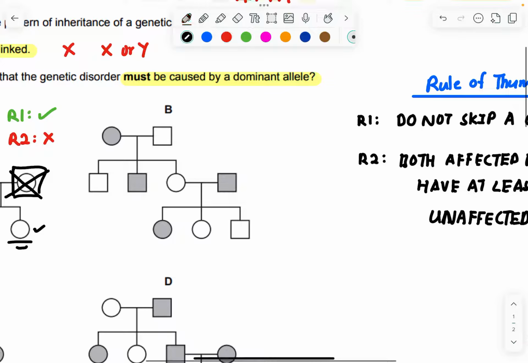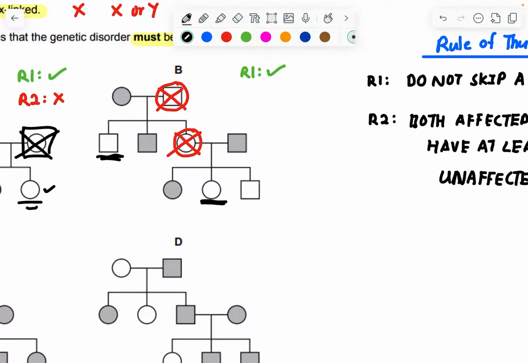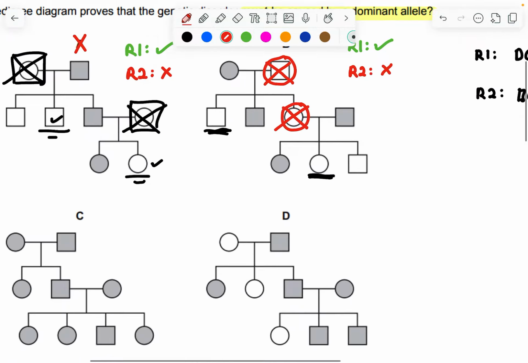Let's look at B. The first generation has it, the second generation has it, and the third generation has it. So rule number 1 is satisfied. Now let's look at rule number 2. This is not satisfied, neither is this one. Although they have one unaffected offspring, same as A, they do not comply with both affected parents. So rule number 2 is not satisfied.